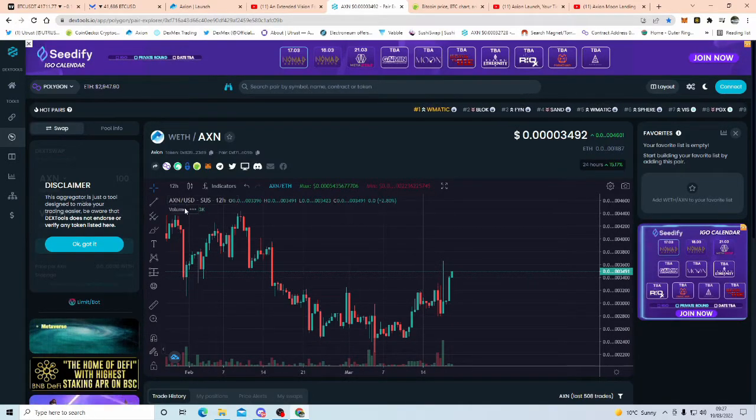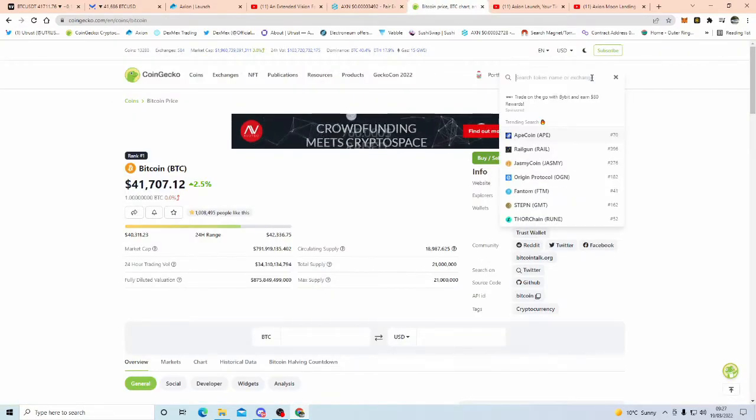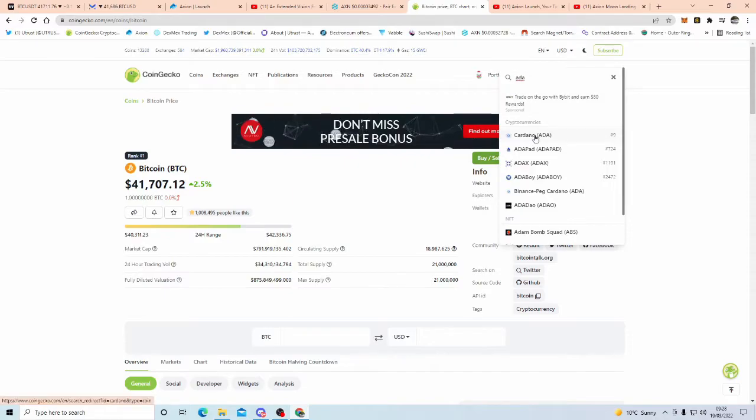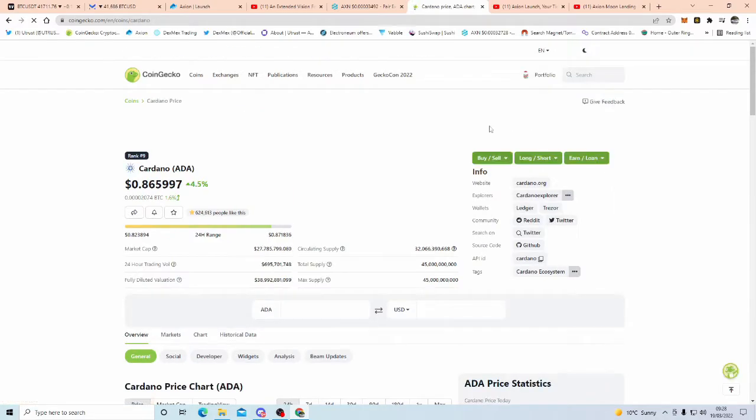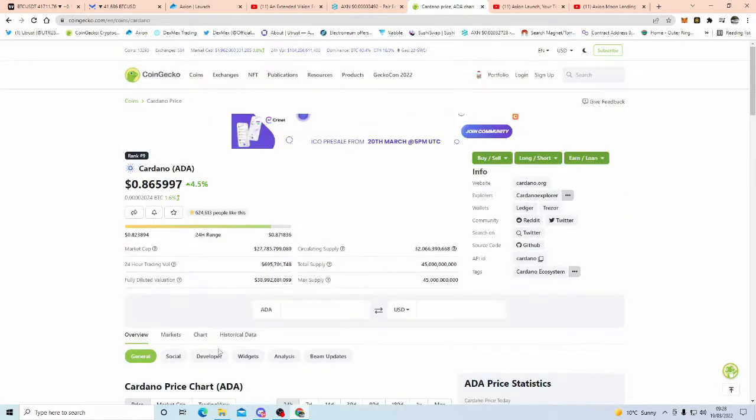Now, why have we gradually gone down over the last few months? We go on any crypto project itself, and I always use Cardano as an example. So ADA, and why isn't that showing me search? There we go. Look, I always use Cardano as an example. Cardano's 86 cents. Its all-time high was over $3. Now this is what I call an infrastructure project. Charles Hoskinson, you know, famous. He was one of the founders with Ethereum, stuff like that.